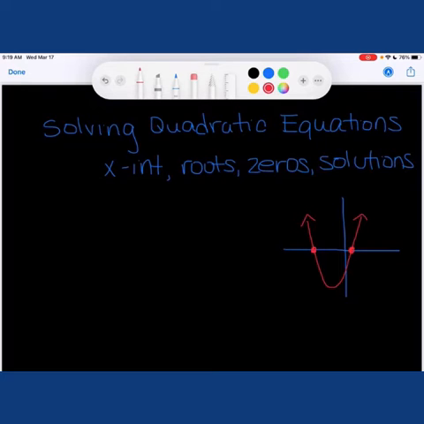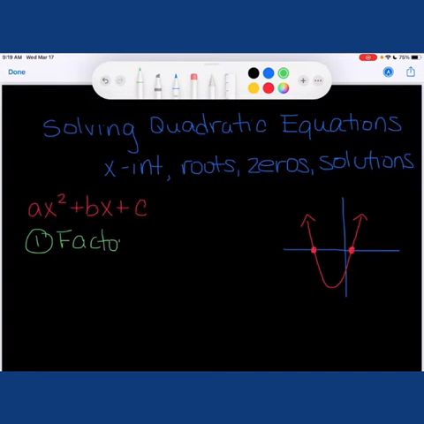And remember, quadratic, it has to have an x squared in it. So the normal form of a quadratic is ax squared plus bx plus c. Sometimes b or c can be 0, but you have to have the x squared part in there. And there's 4 ways to solve quadratic equations. The first one is factoring.